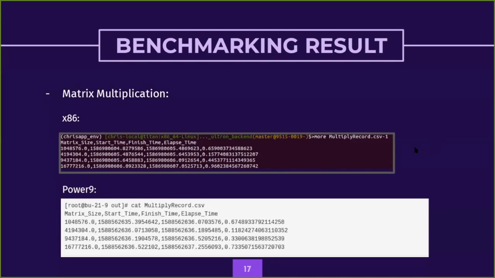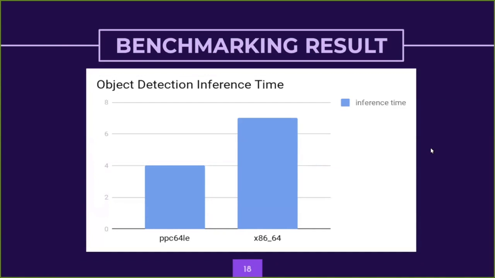And for object detection, you can say the inference time on the different platforms is quite different. On the Power 9 machine, the typical inference time for each frame is about 4 microseconds. However, on the x86 machine, we got 6 to 7 microseconds inference time for every frame. We think the difference is significant. As you can see, Power 9 is approximately 40% faster than the x86 machine.